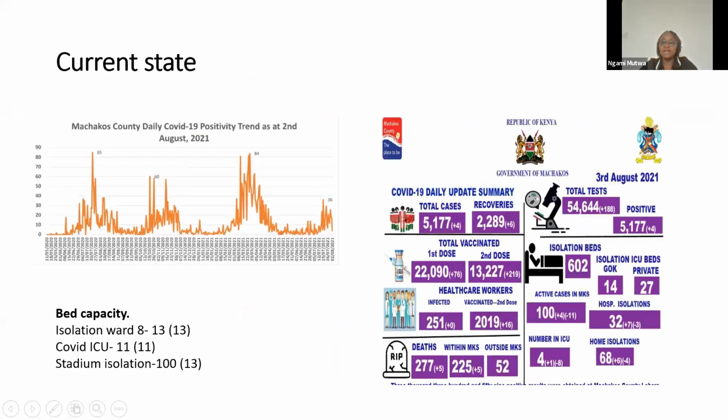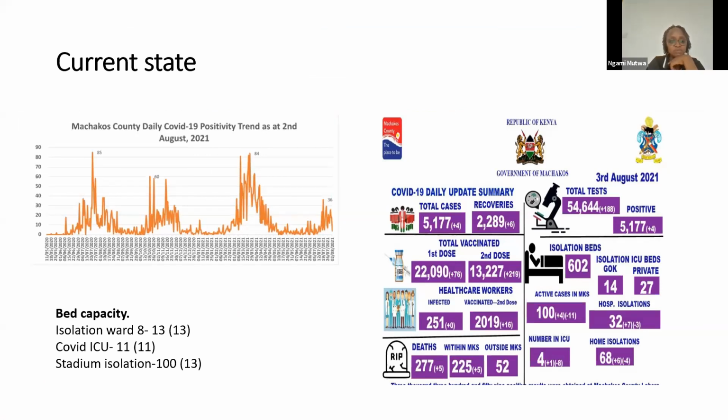In Machakos, this is our current state. At the moment, we have 100 cases that are active. 38 of these are in the hospital and 62 are on home-based care. And that is our daily trend of the cases as of 2nd of August. It mirrors the national trends, where we are going into the 4th wave. The highest number recorded so far is 36 cases.